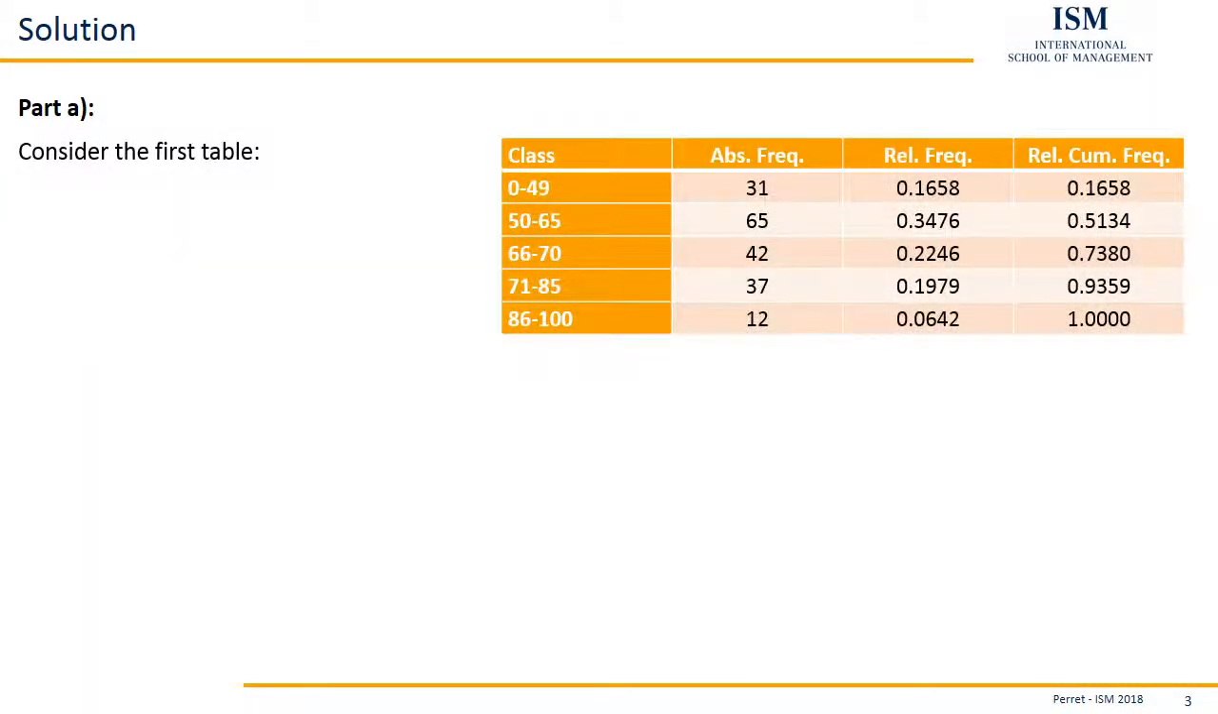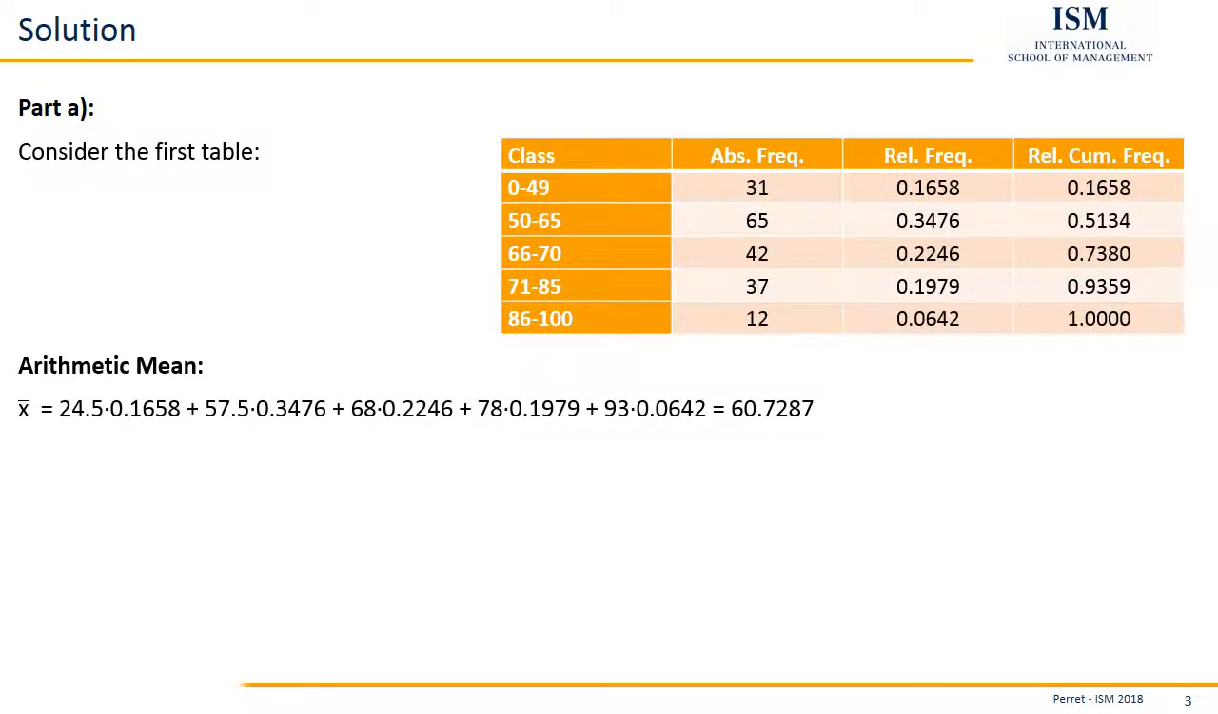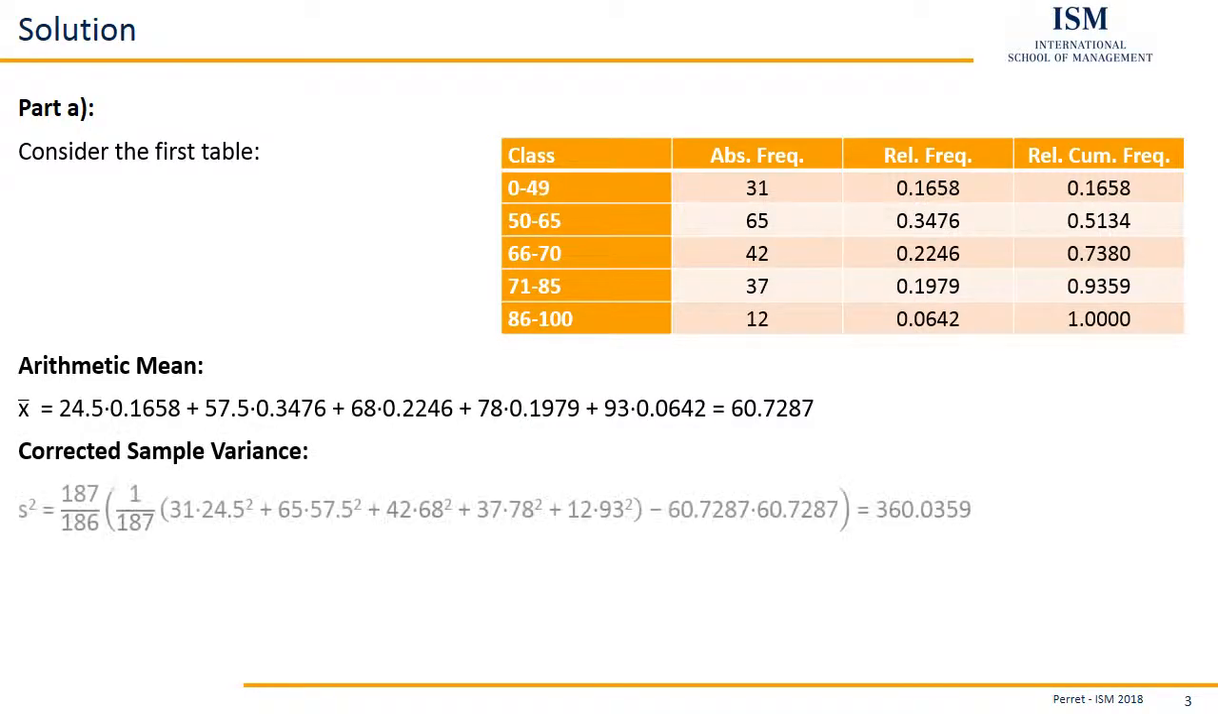Let's start with part A. We consider the first table. And first off, we need the arithmetic mean. The arithmetic mean for classified data we get by calculating the class means and multiplying the class means with the relative frequencies. Alternatively, multiplying with the absolute frequencies and dividing by their sum, which in the end is the same as multiplying with the relative frequencies. If we do this, we get here as a result 60.7287. With this arithmetic mean, we can get the corrected sample variance via the following formula.